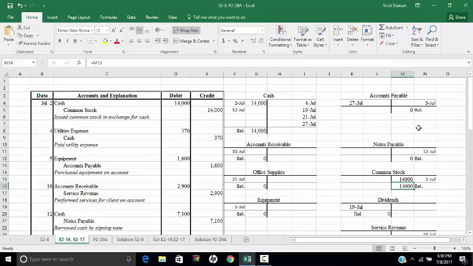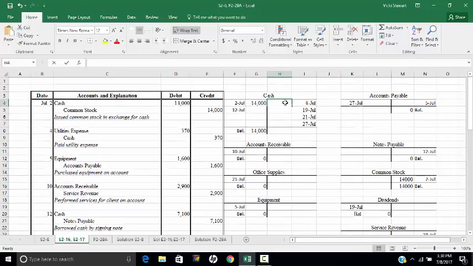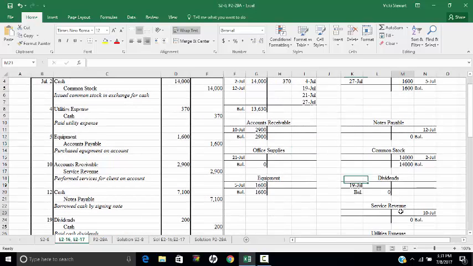On July 4th, we had utilities expense of $370, so we're going to post the $370 to the debit side, and we're going to post the $370 to the credit side of cash. And for equipment, we increased our equipment account $1,600, and we got that purchase on account, so we're going to increase our accounts payable. We had services that we rendered on account, so we have a debit to accounts receivable for $2,900, and we're going to have a credit to service revenue for the same amount, $2,900.